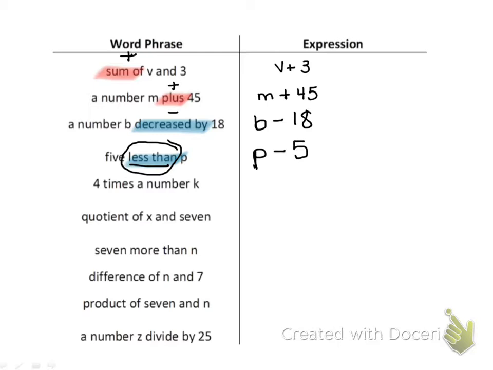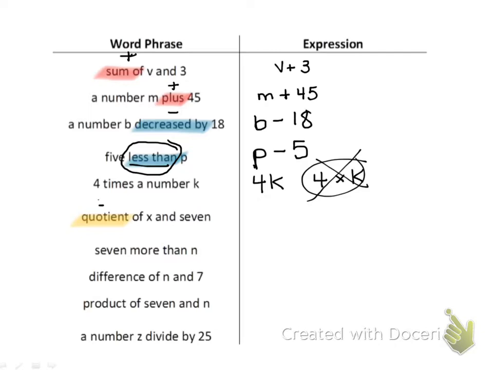Then it says 4 times a number k. I think we've seen this one before. 4 times the number k is 4k. And remember, I don't need to write a sign here. You do not want to write 4 times k because you are going to get confused with multiplication and the variable x. So do not write it this way. You need to write it like this. 4k.